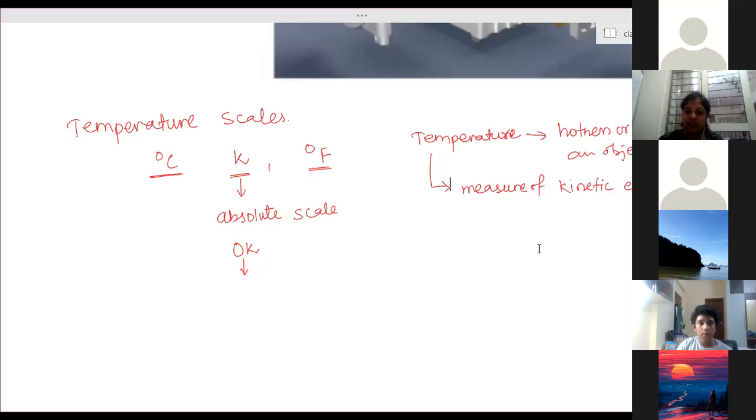Clear? So 0 Kelvin means that temperature at which particles can't move at all. Ma'am, is there any substance which has zero kinetic energy? Not ideally, not possible, but some of the scientists have tried to find out that 0 Kelvin. They have tried to do that.